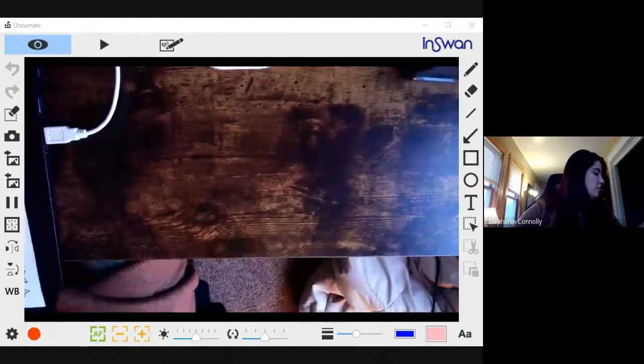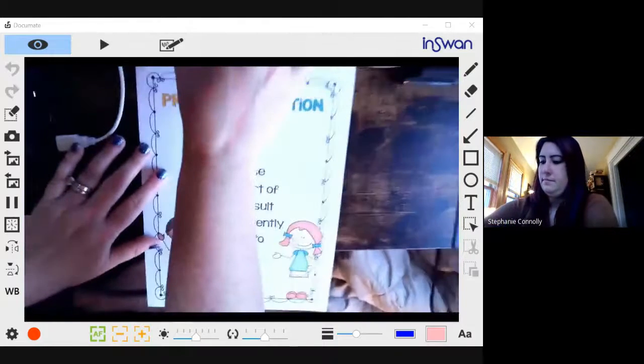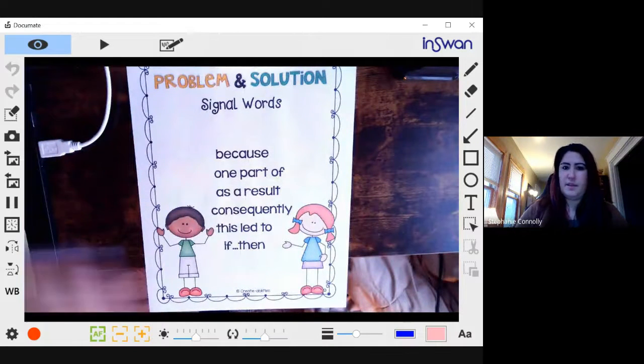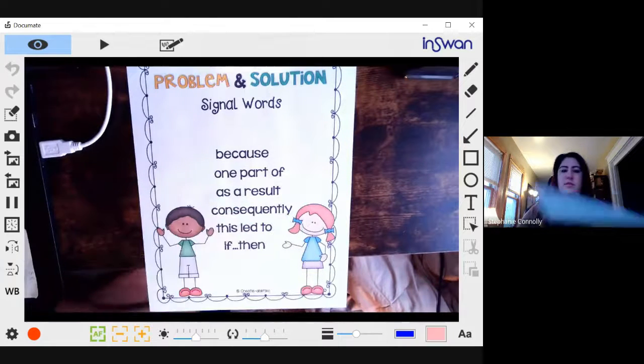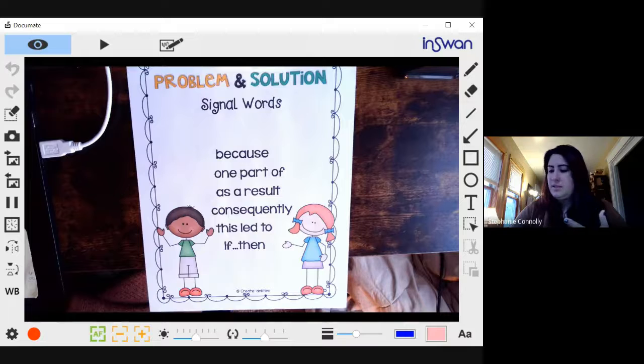Now, something else we can see when we're reading stories with problem and solution is that we have these signal words. As you're reading a problem and solution story, you'll see words like because, as a result, consequently, this led to, if, then, and other words that are very similar to these. Because what happens is, as you're reading, something happens, and then they need to solve it.